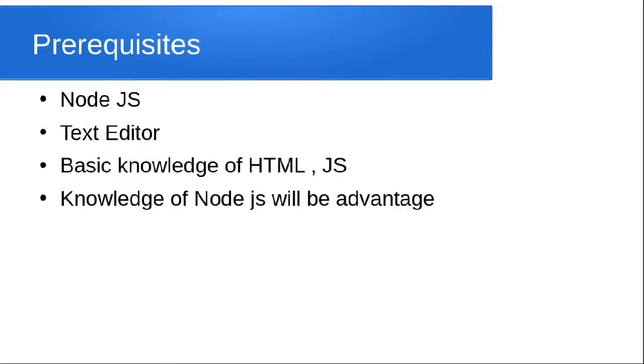So that's it. Now we will see the prerequisites of learning socket.io. That is Node.js. You have to install Node.js first to use socket.io, as you will use the server side of it. You need a text editor like VS Code, Atom, Sublime Text or anything else, and basic knowledge of HTML and JS. And the knowledge of Node.js will be an advantage to you. So now we will see the installation of socket.io.